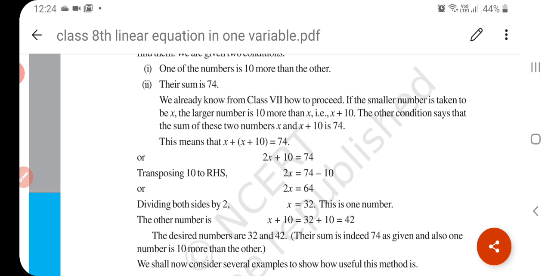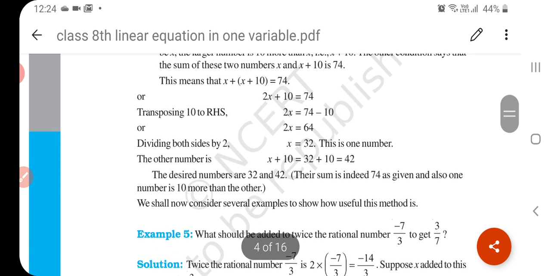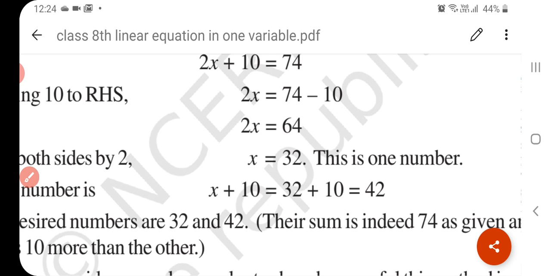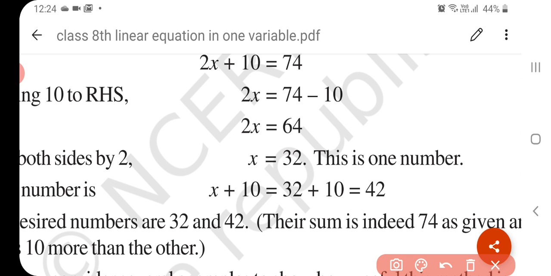Okay, the target or aim is to make the variable alone in the left pan of the balance. What is our target? The target is to find the value of the unknown, और हमें उसे क्या करना है, अकेला वहाँ पर रखना है, तभी हम उसकी अकेले की वैल्यू फाइंड कर सकते हैं. Understand. So see here, 2x plus 10 is equal to 74. Here 10 is with a plus sign.